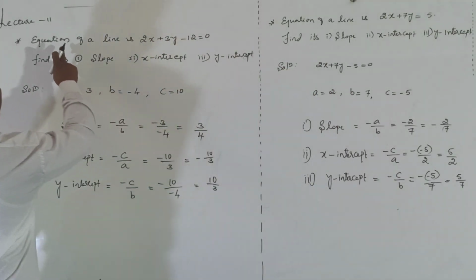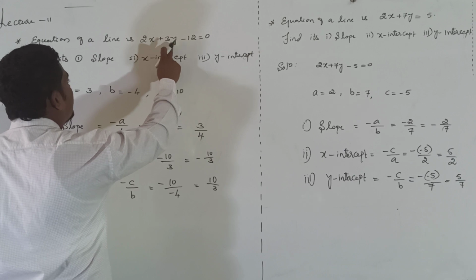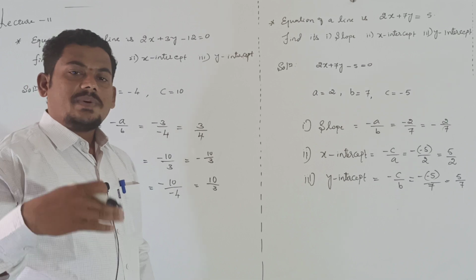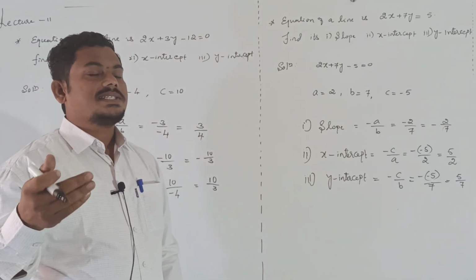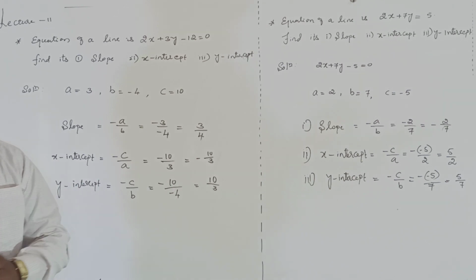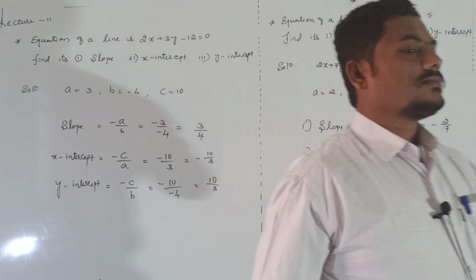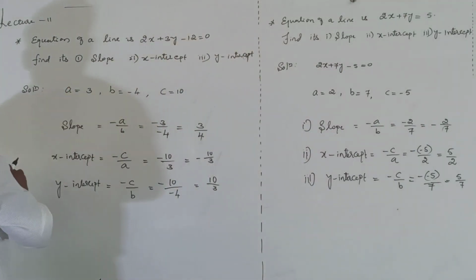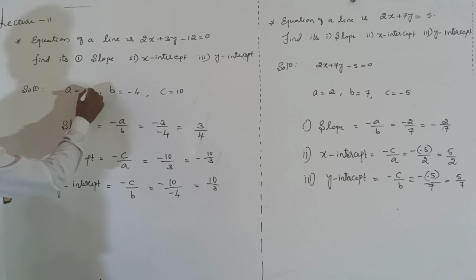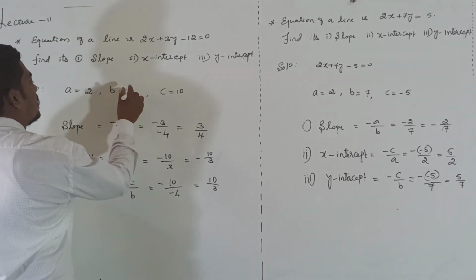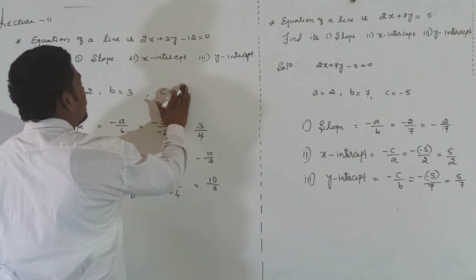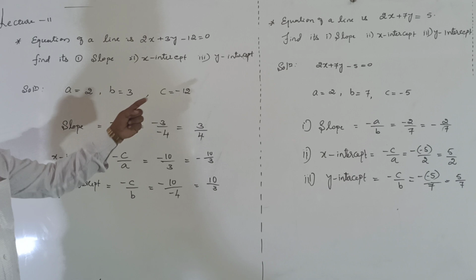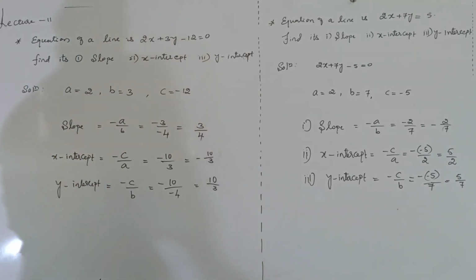The equation of a line is 2x plus 3y minus 12 equal to 0. The given equation is already in the standard form, which means just write small a value, small b value and small c value, right? What are the small a, b, c values? A value 2, b value 3 and what is c value? Minus 12, right? After writing small a, b, c values, write slope, x-intercept and y-intercept.